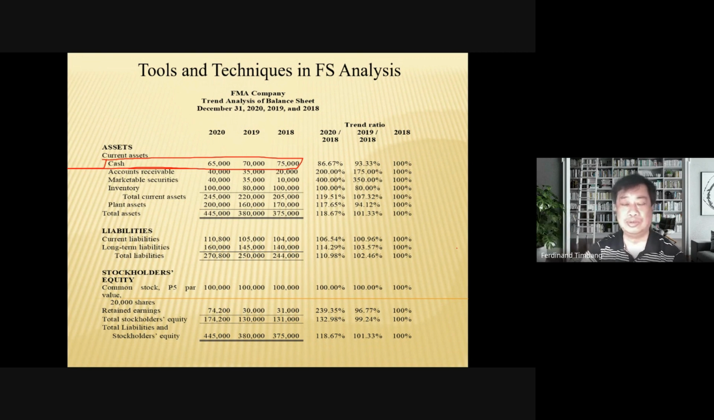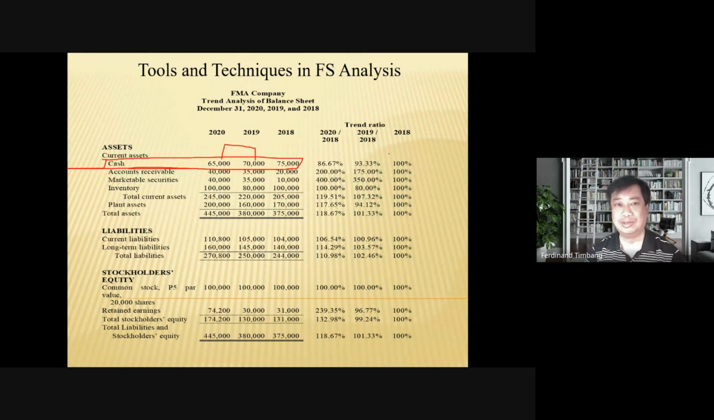Hindi po pwedeng titignan mo lang yung cash. Naku, bumababa yung cash natin, hindi maganda yan. O, hindi ganon, no? Tignan mo kung anong reason. Bakit bumababa? Kaya ano yung mga factors na nakaka-affect sa cash? Halos lahat yan may effect sa atin. So, you have to find out what particular account affects our cash. Kaya lumalabas nga dito yung statement of cash flow if you want to know the details. Doon makikita natin, from 70,000 to 65,000, yung detalye. Paano bumaba ng 5,000 yun.